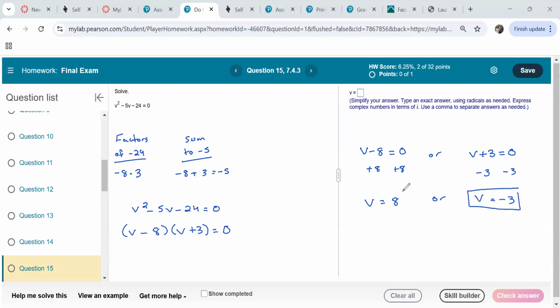These are my two solutions that I can have. These are the two numbers that, if I replace them with v, would actually make the whole polynomial equal to 0.